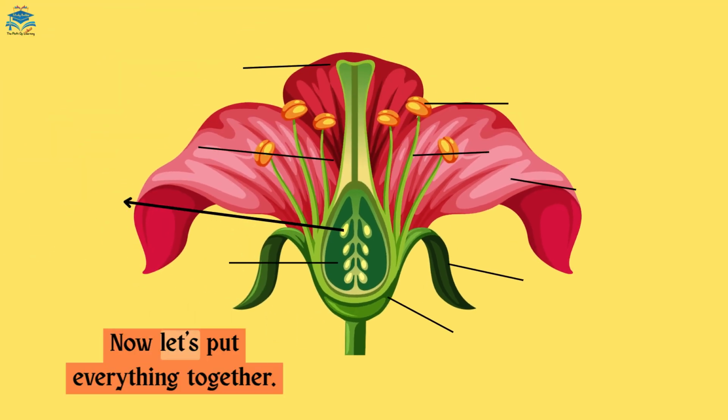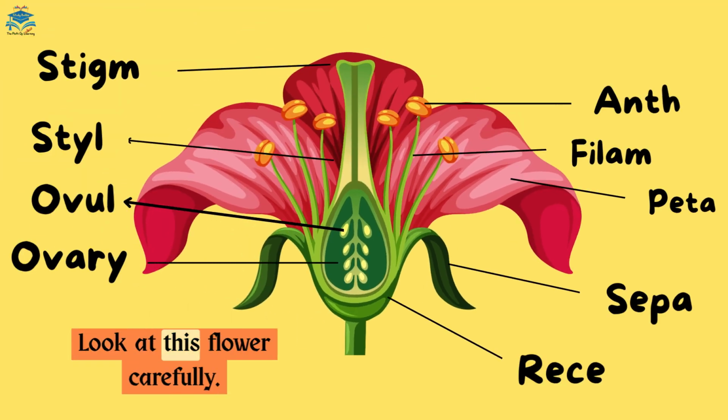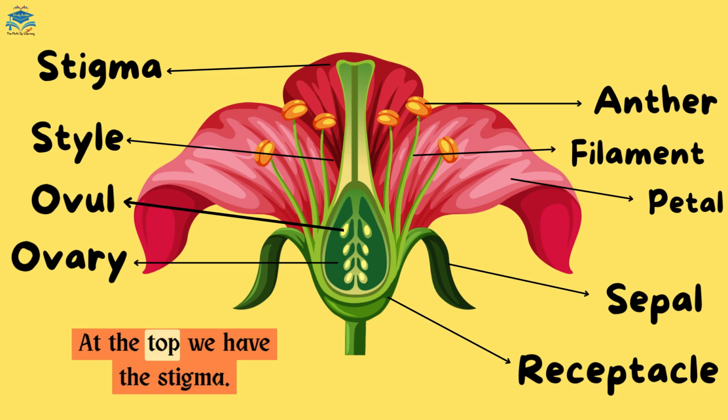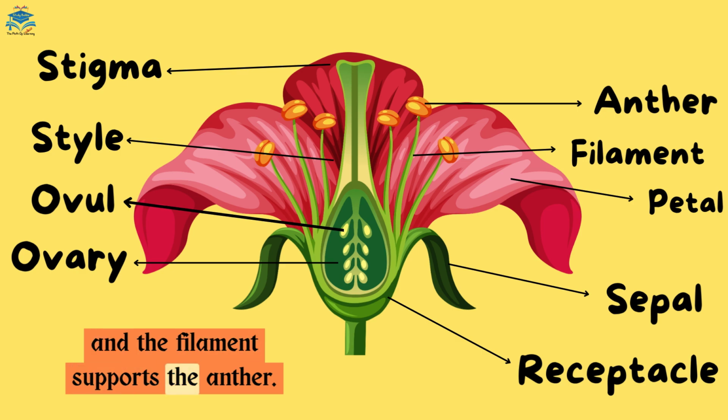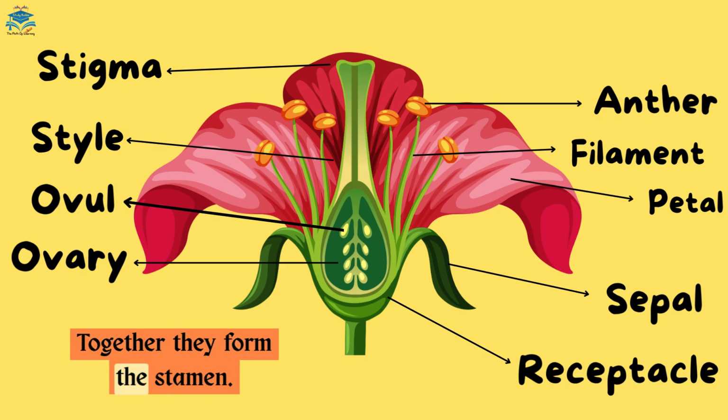Okay, now let's put everything together. Look at this flower carefully. At the top, we have the stigma. Below it is the style, and at the base is the ovary, which contains the ovules. The anther produces pollen, and the filament supports the anther. Together, they form the stamen.